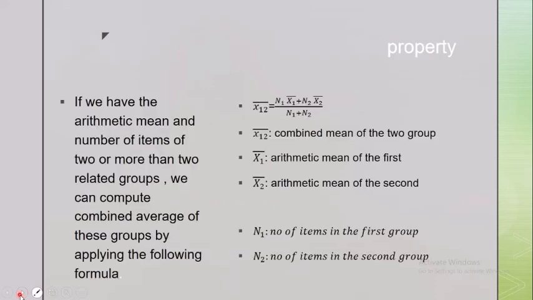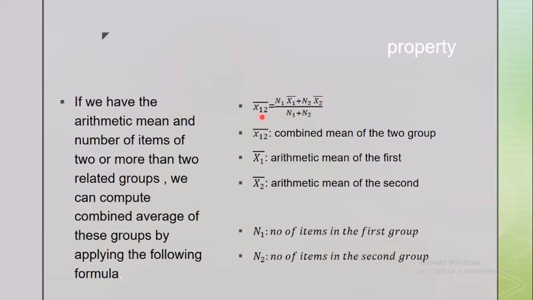Now in some cases you will have to find out the arithmetic mean and the number of items when the number of items of two or more related groups are given. So it is easy to calculate the combined average of these groups. You just have to apply this particular formula.